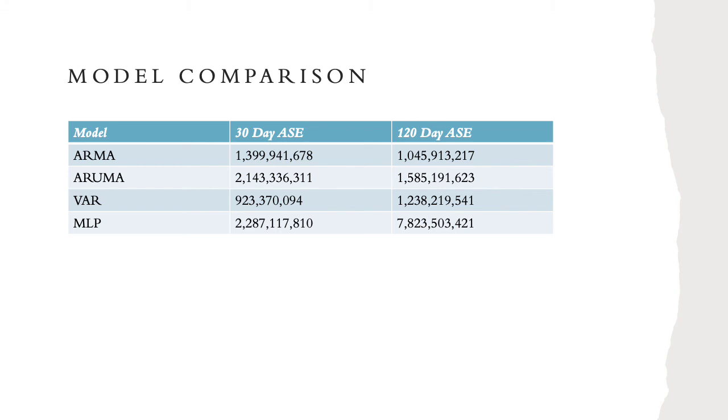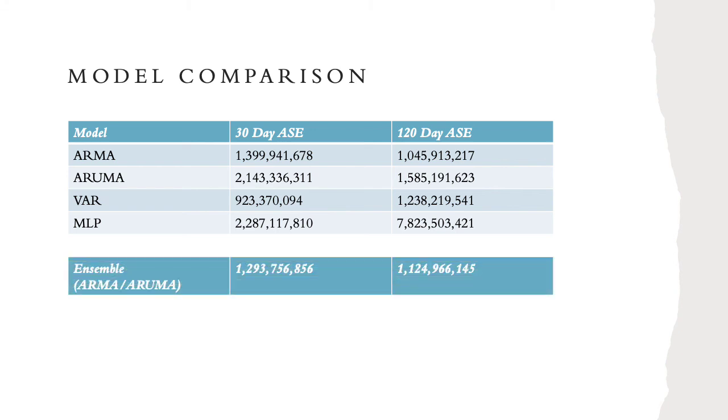So ASE can give us an idea of what may be a good model, but another technique we tried was ensembling a model, which is basically taking the average of two forecasts. In this case, we took the ARMA and ARUMA models and got an ensemble model. We got pretty low ASE for both 30 and 120 days, and it seems to be our best strategy.